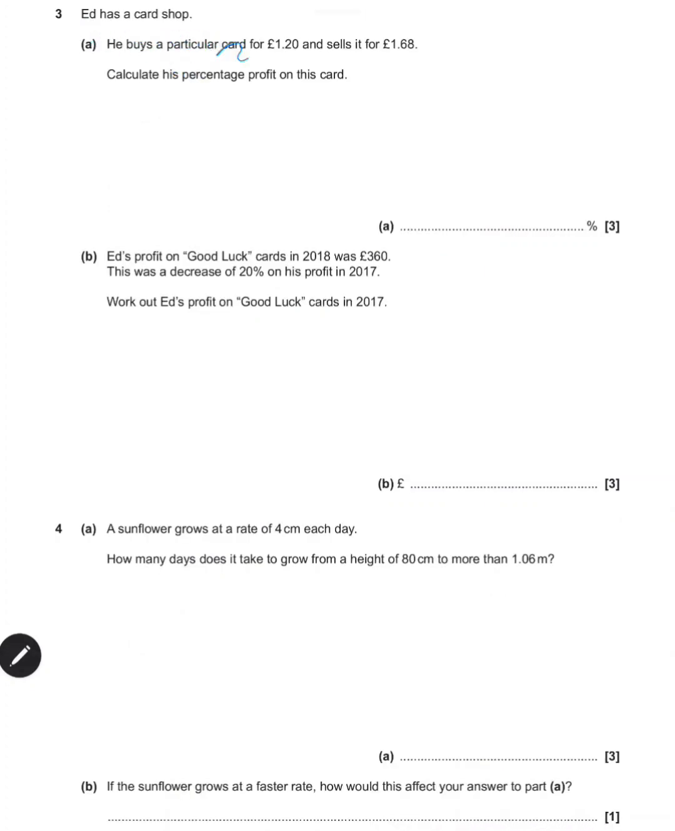Question 3, we've got Ed, my mate, he's got a card shop. He buys a card for £1.20 and sells it for £1.68, and we want percentage profit. So I think straight away I can look at what he sells this card for, £1.68, subtract what he bought it for, £1.20. And if we do that subtraction, 8 take 0 is 8, 6 take 2 is 4, decimal, decimal, decimal, and 1 take 1 is 0. He gets £0.48 profit.